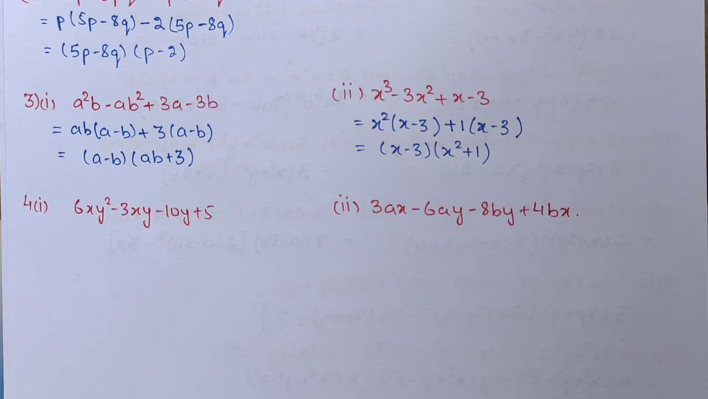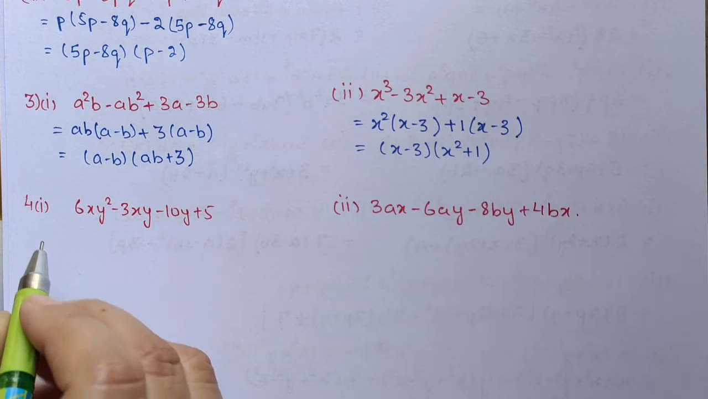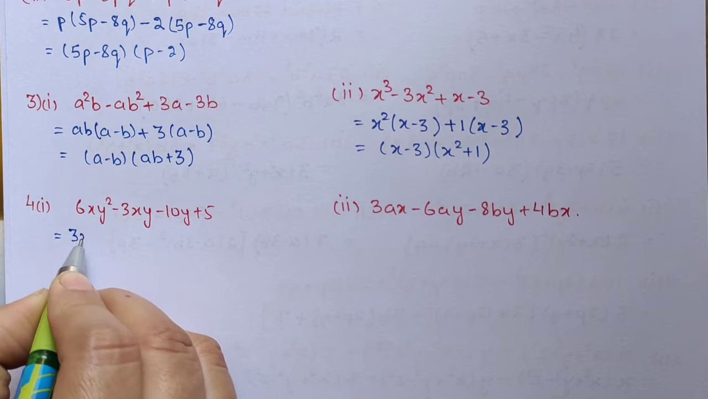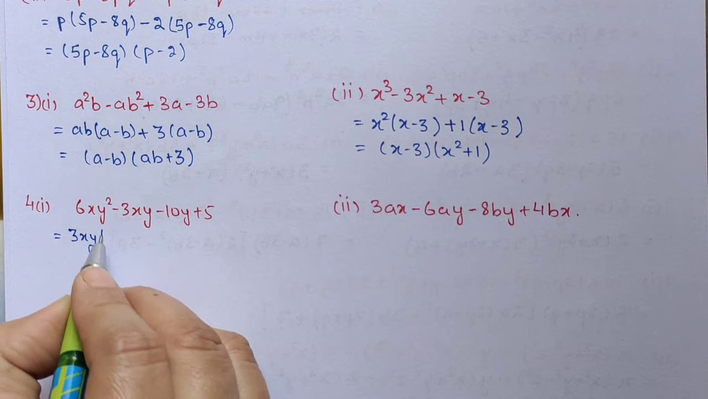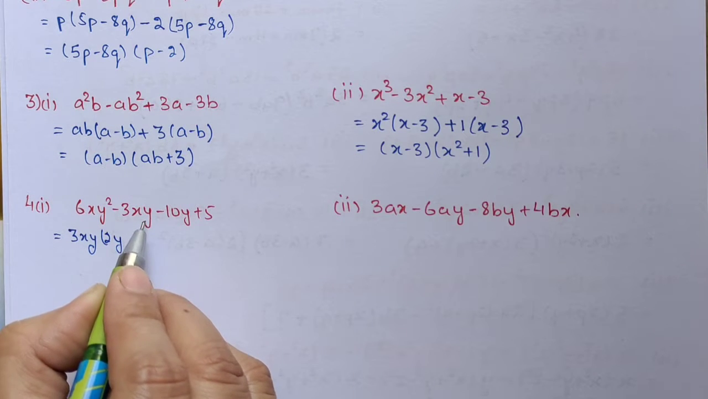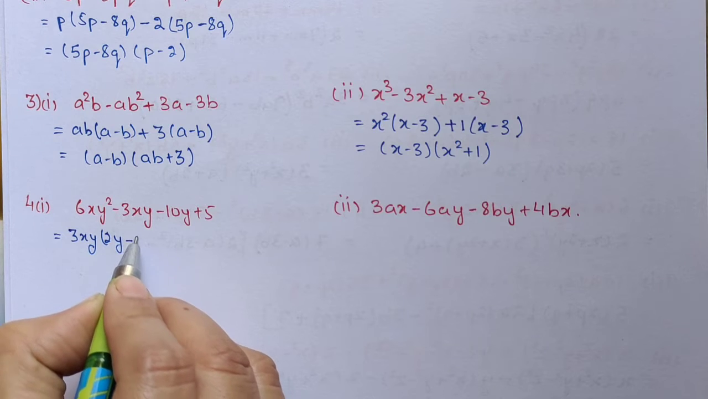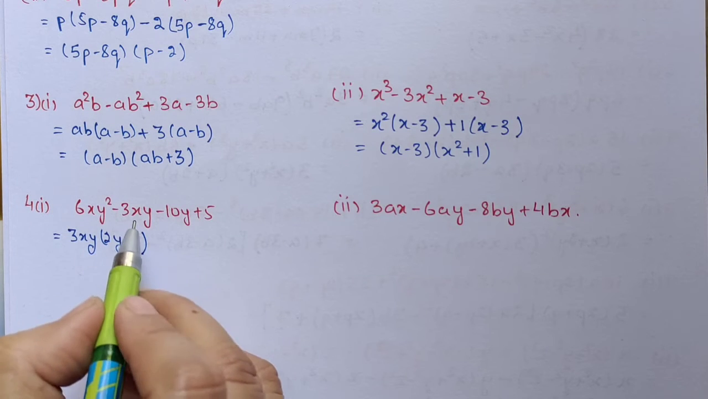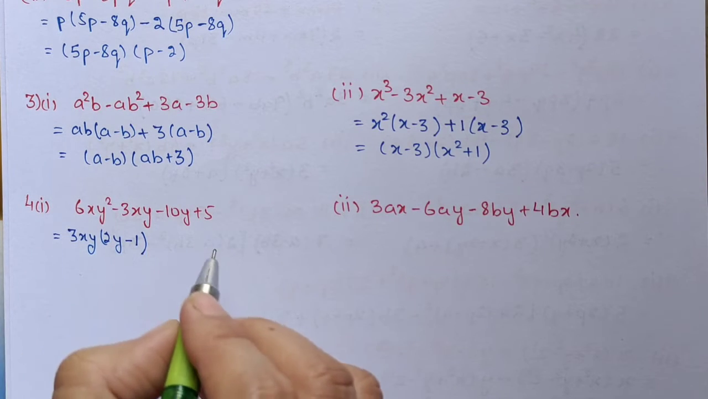Fourth question, first part: 6xy square minus 3xy minus 10y plus 5. From the first two terms we can take out 3xy as common. Inside the bracket, 2 and y remain. Then everything we have taken out common, we will write minus 1. If everything is taken out, then 1 will remain.